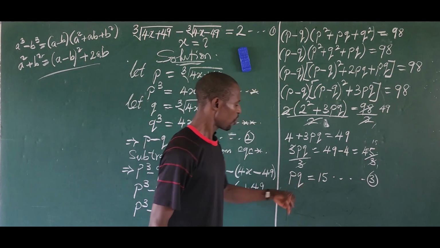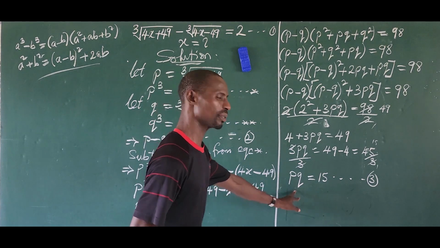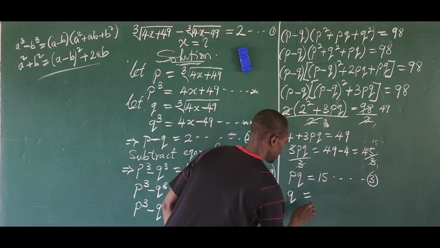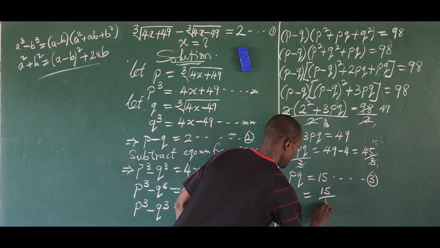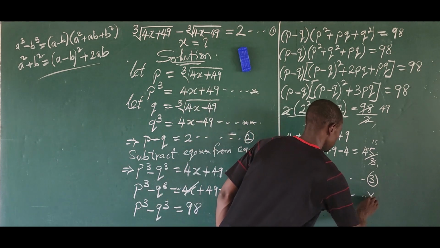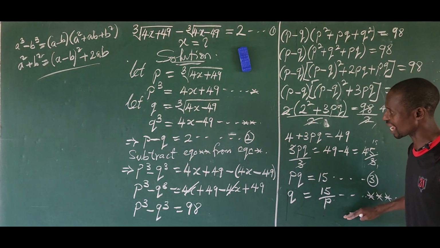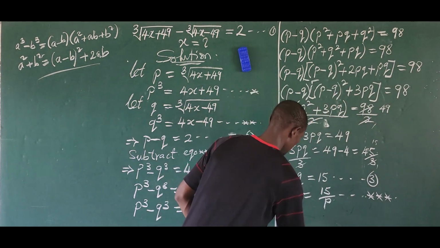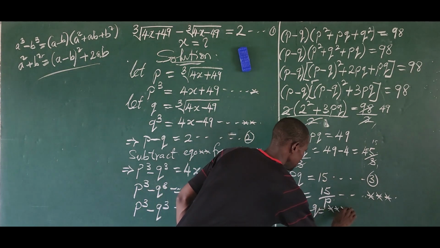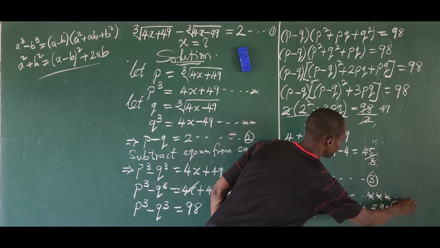Now from this equation, we want to make Q the subject of the formula so that we can substitute that into equation 2. From here, Q will now be equal to 15 all over P. Let's give this equation star, star, star. From here, I want to put equation star, star, star into equation 2.